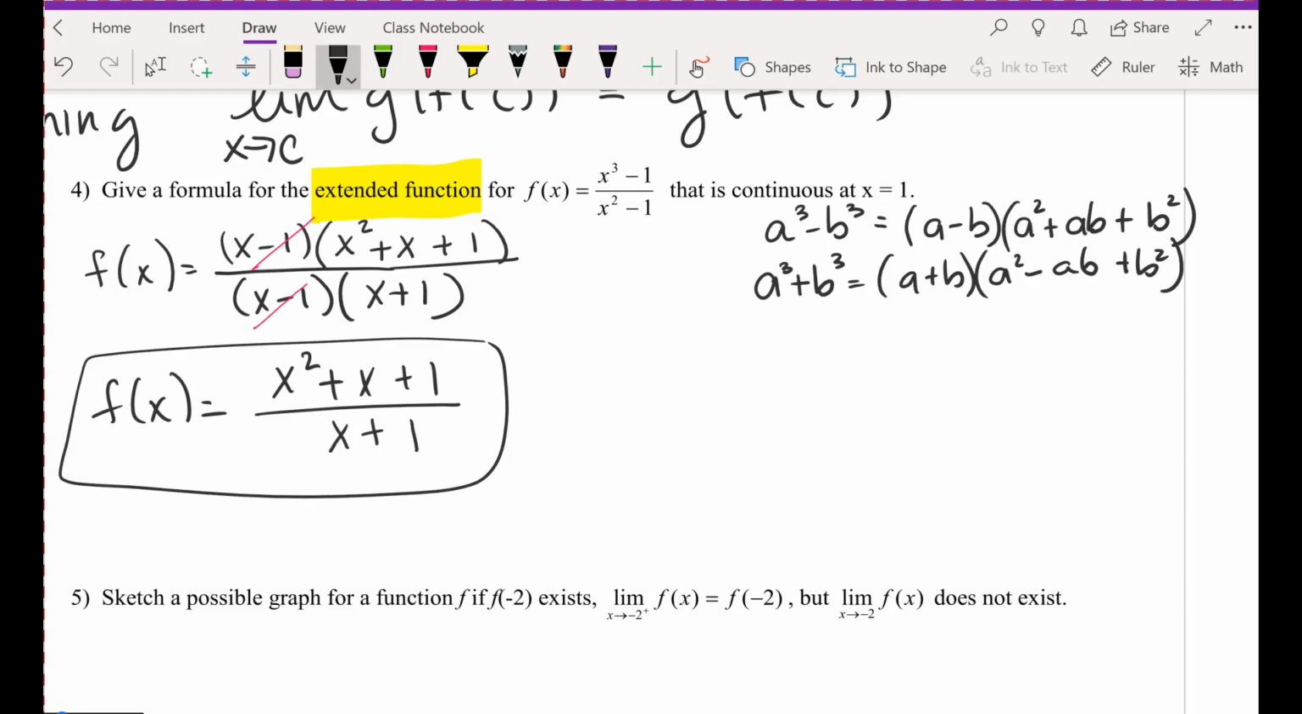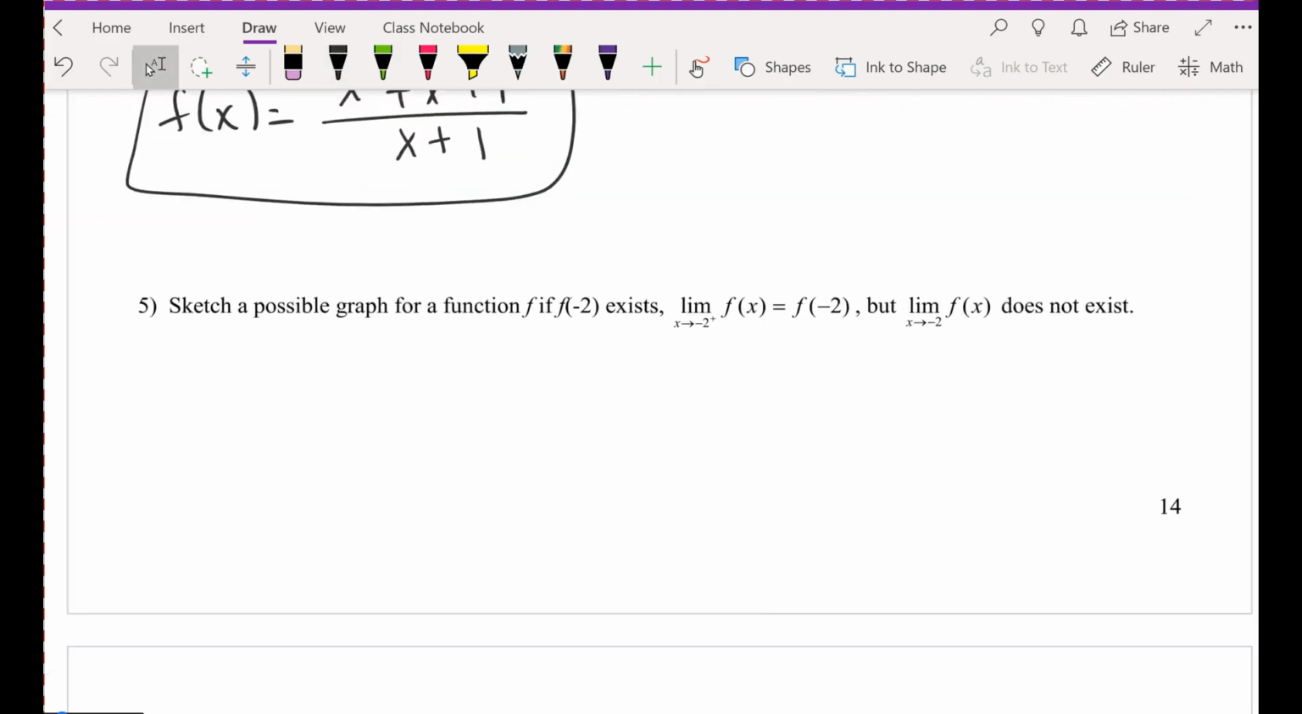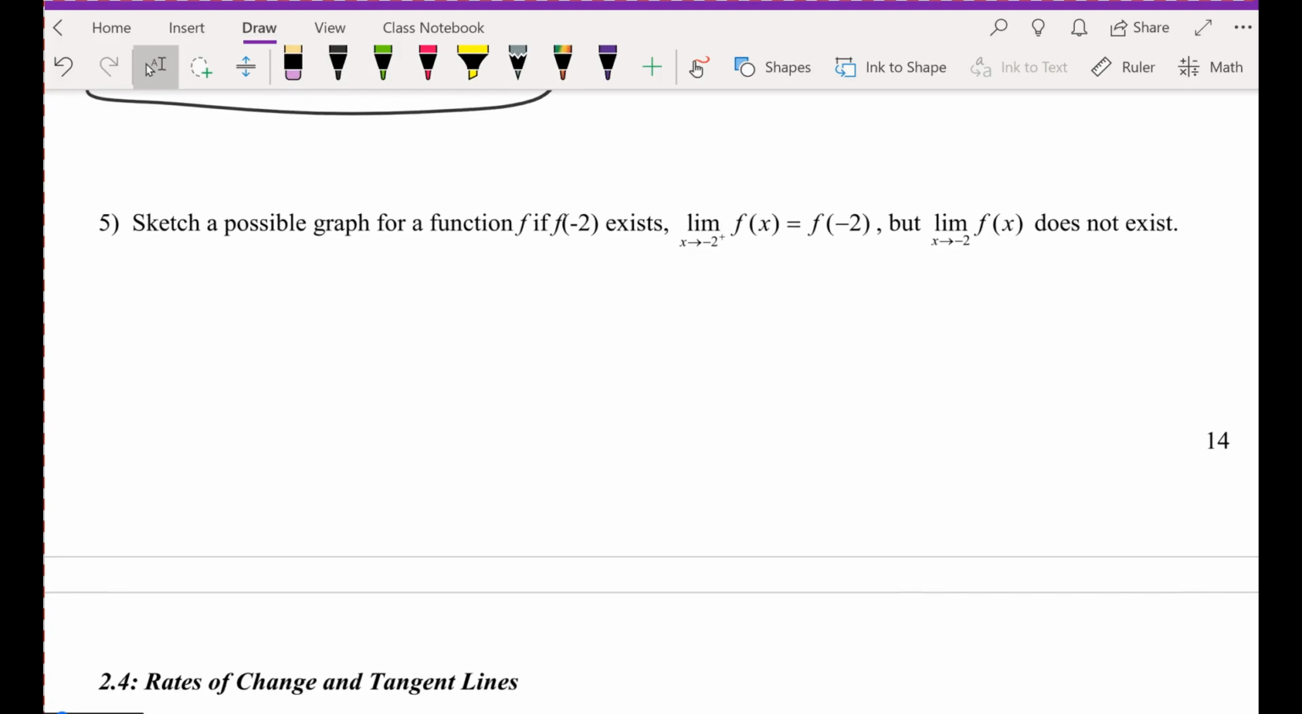Last one of the day. I think you had something like this last night, yeah? Or maybe not as scary? Or maybe not as easy? Sketch a possible graph for this function. Are you ready?